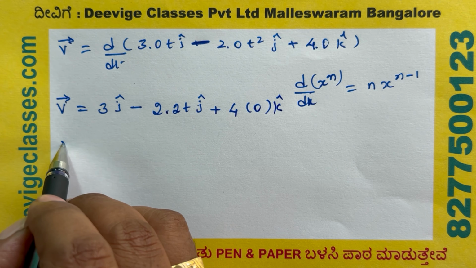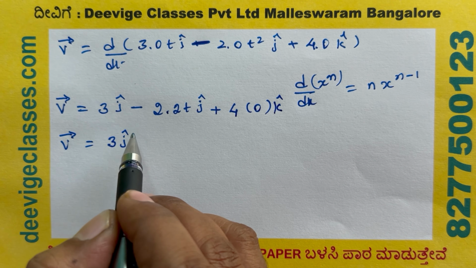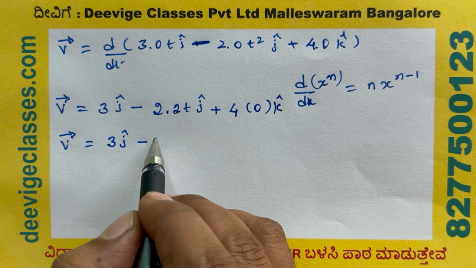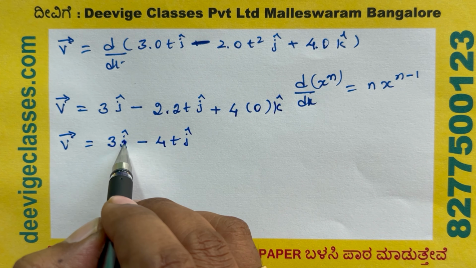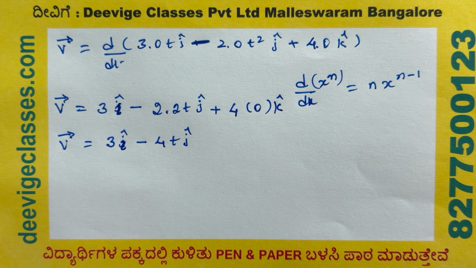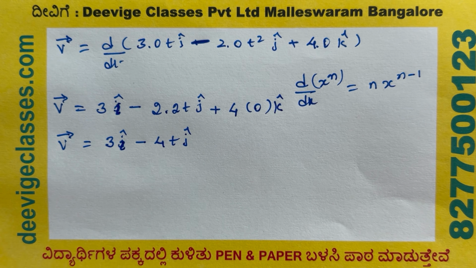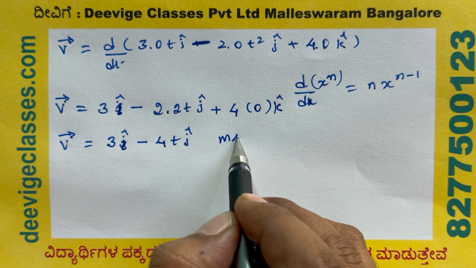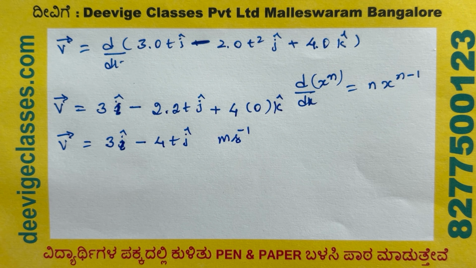So now what we get? Velocity vector is equal to 3 i cap minus 2 into 2, that is 4t j cap. So that is 3 i cap minus 4t j cap. This is the velocity vector, in meters per second. So we found the velocity vector.